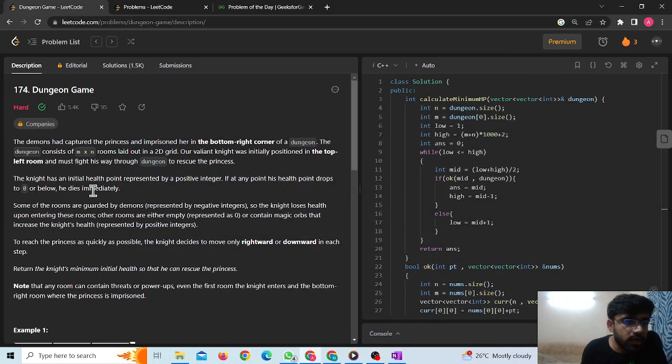Hello guys, so today we will be solving the problem Dungeon Game. This is a LeetCode hard level problem, and this problem is a very beautiful combination of binary search as well as DFS as well as dynamic programming.